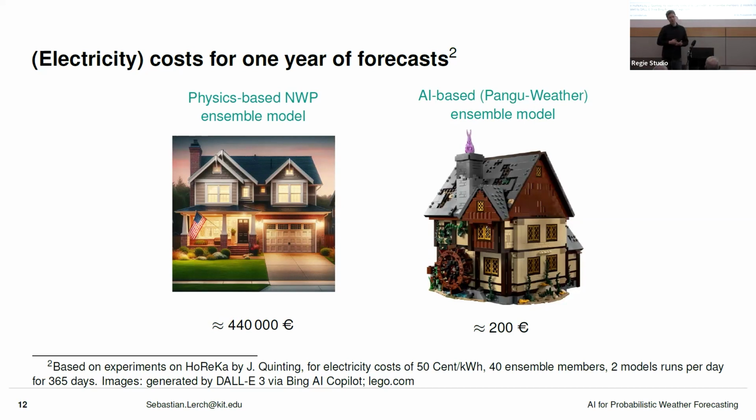This is, of course, only for producing forecasts. What's missing is the model training. And that's a bit of the caveat here, that we cannot really verify this number because there is no code to train this model. So we have to trust the authors, what they write in their paper. But if you believe the authors, then this training would cost around 10,000 euros. So a lot more than producing 1 year of forecasts, but still magnitudes less than running a physics-based model.